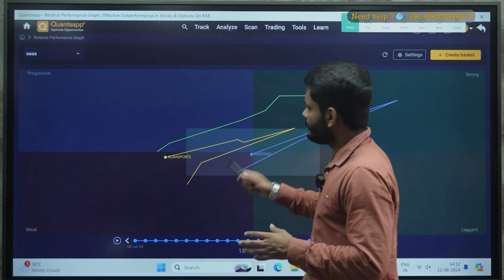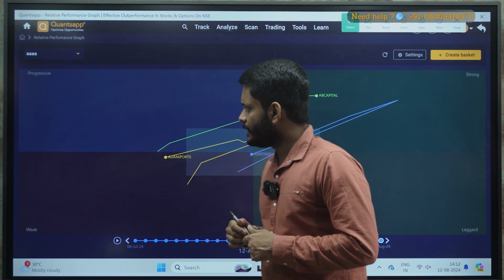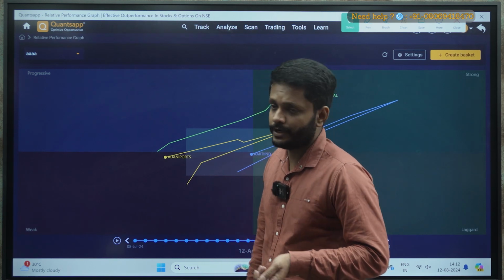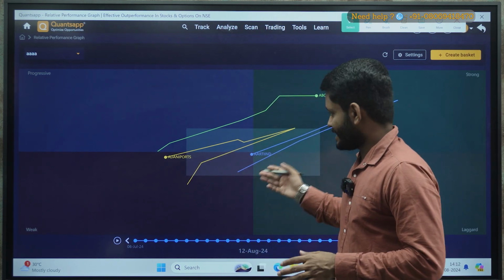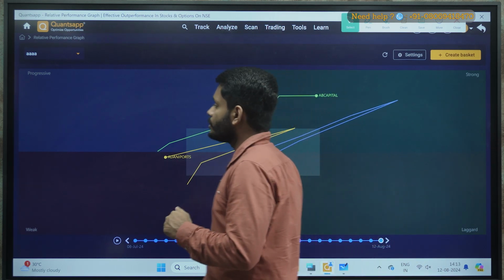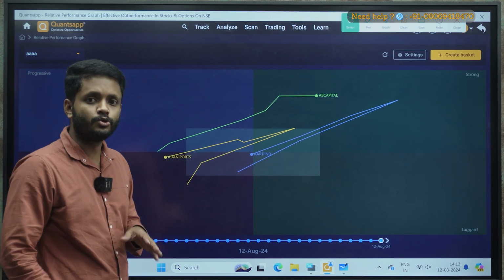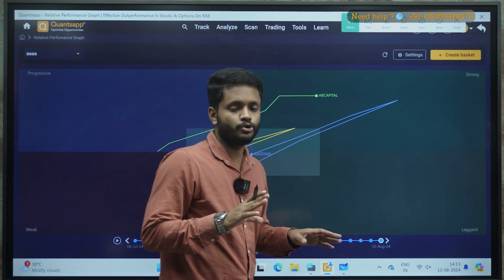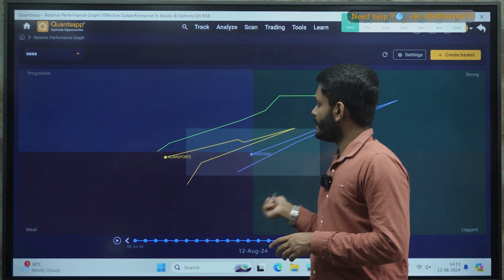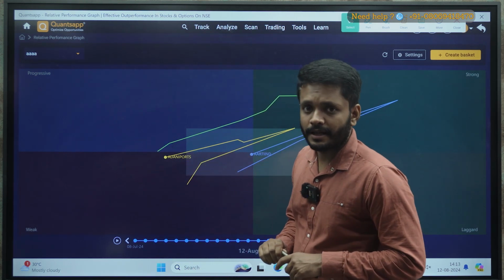So let me give you a brief introduction about RPG. An in-depth video is available in the video library. So if you haven't visited, kindly click the link below in the description of the video library. So what is RPG? If you see, there is a box in the middle. This is a neutral box. Whenever any particular stock is placed in this neutral box, you are not supposed to plan any trade. Now apart from that, there are 4 quadrants: weak, progressive, strong and laggard.